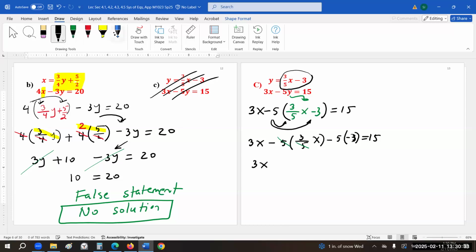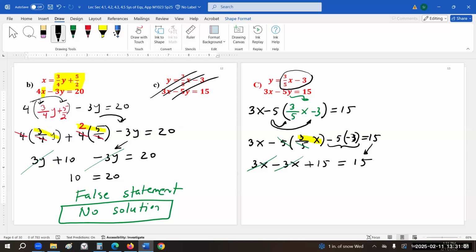We have 3x, and here we have another 3x. And what happens in the next term? Minus 5 times minus 3? Positive 15. And we still have our 15. So see, 3x and 3x cancel.